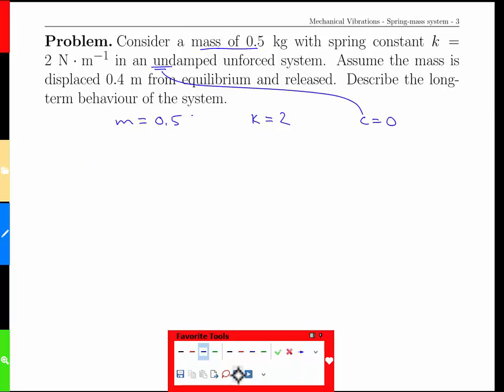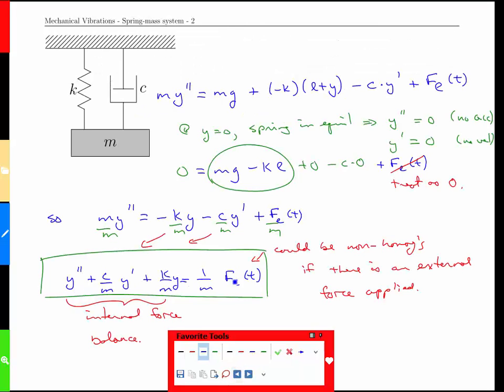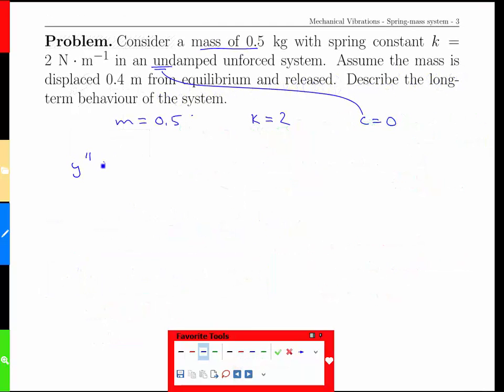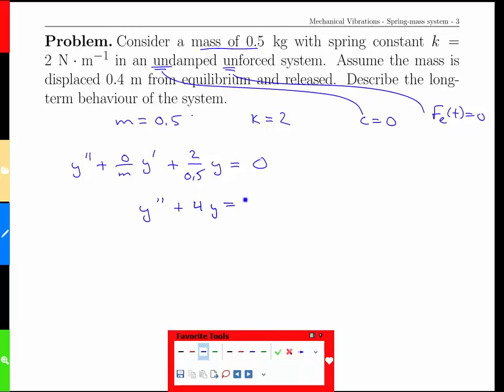If we go back one page, we're simply going to fill in all the blanks with the values that we have here. y double prime plus 0 over m times y prime, that's the damping, plus the k over m, 0.5 times y, and it's also going to be an unforced system. That means our F external is going to be 0, and at the end of the day we end up with that being 0 on the right, or y double prime plus 4y equals 0. And this we know how to solve.